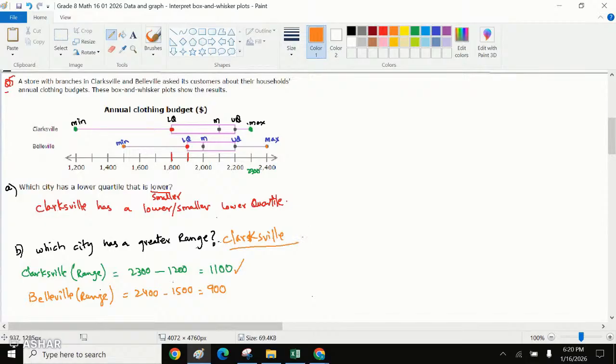So if we were looking at higher spending, we see which maximum value is greater. So we can say Believe has a higher spending, but higher range would be Clarksville. Depending on what they're asking us in the question, we would try to find the values. Moving on ahead to the next question.